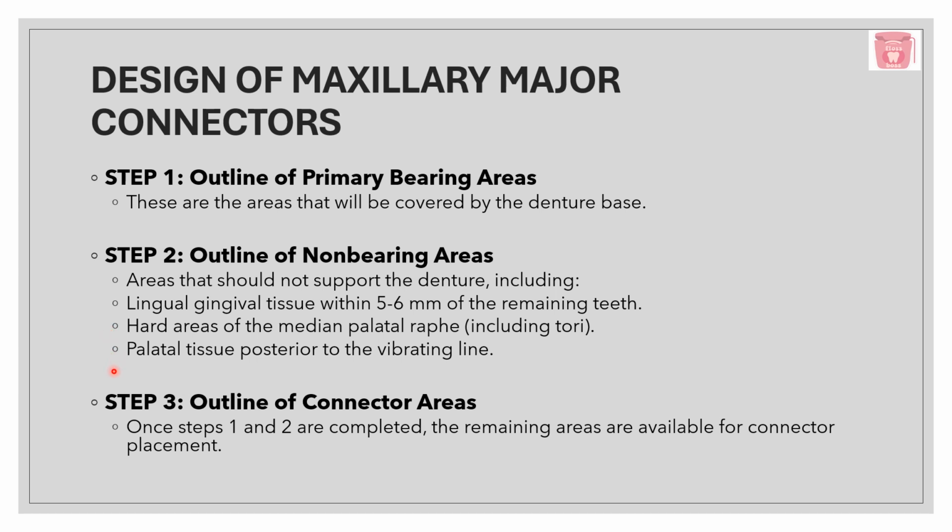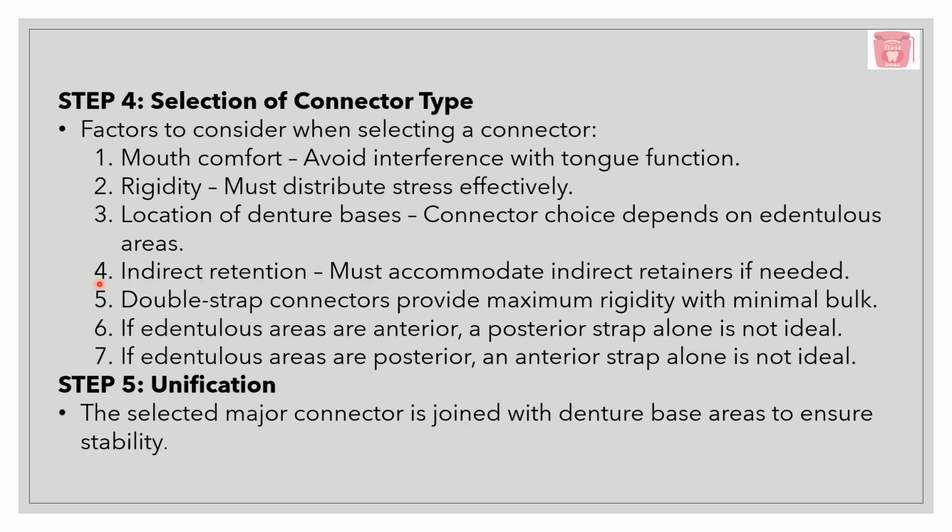vibrating line. The step 3 is you outline the connector areas. Once step 1 and step 2 are completed, the remaining areas are available for connector placement. Step 4 is the selection of connector type, what kind of a connector you are going to give. Factors to consider when selecting a connector is mouth comfort to avoid interferences with the tongue function.